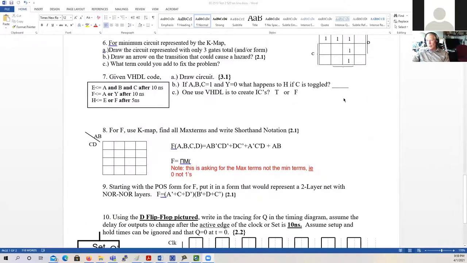All right, let's see. So find all the max terms, write shorthand notation. What form is this expression in right here? Are those min terms or max terms? Those are min terms. So what you can do is plot the min terms on the map as ones, and then read off the zeros for the max terms.